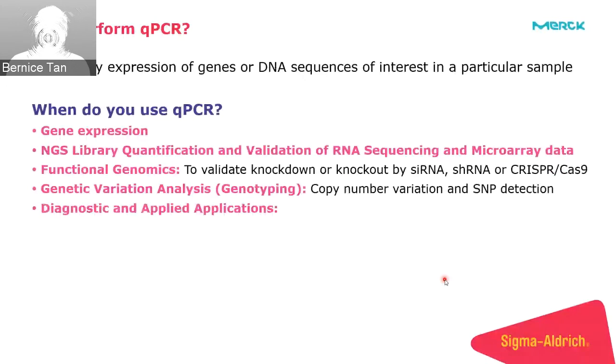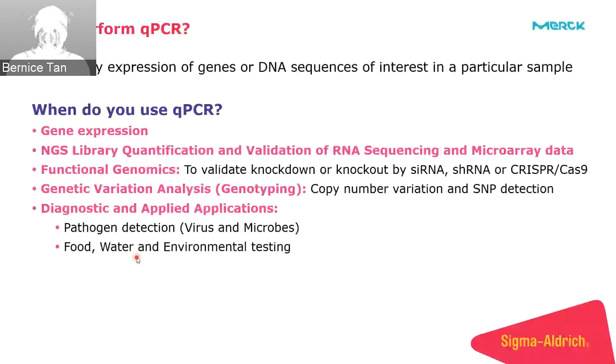qPCR is also a really important method used in diagnostic and applied applications, which a lot of you today are also doing. For example, it's used for pathogen detection, so virus and microbes, and in this current pandemic, qPCR is the main method used for detection of COVID-19 virus. qPCR is also there to check for food spoilage or pathogens in water and environmental samples, so it helps keep our food and water safe. Less common, but it's also used in chip analysis as well as protein analysis. I think the main point here I want to make is that it can support many applications.